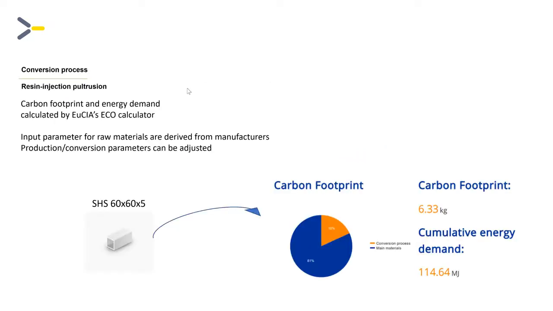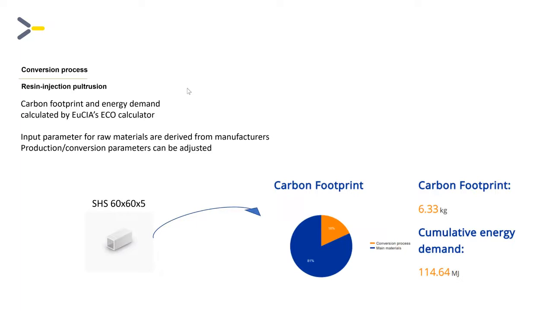If we take a look at the square tube 60 by 60 and the carbon footprint and energy demand for manufacturing this profile, we are looking at about 160 megajoule for manufacturing 1 meter of this square tube. This was calculated using the EUCS eco calculator, where the manufacturers of the raw materials have provided the raw data for different resin systems, resin types, additives, and the data for fiber materials are also provided. What we as a manufacturer can input is our energy and where our energy is coming from. Being a manufacturer in Denmark, about 40% of our energy is coming from renewable sources, so we can put this in and have our carbon footprint, for instance, decreased.